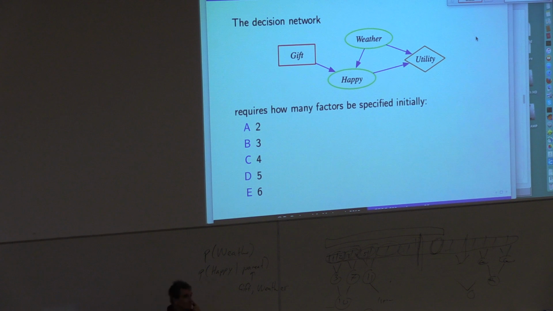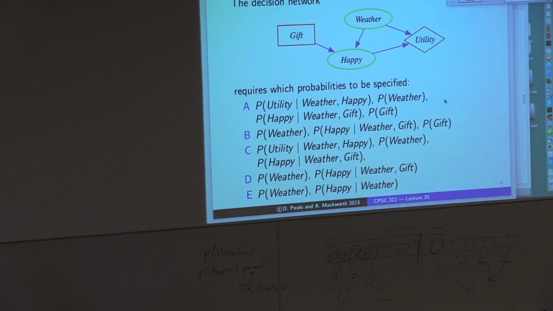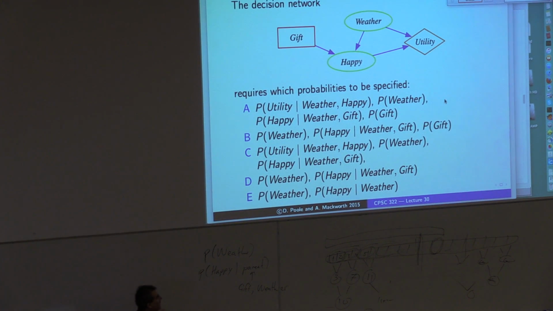I just had a quick question about utility. Is utility, when you think about it, essentially the expected outcome? In the last one, for each combination of weather and happy, it gives you the utility of it, how good it is. It's just a function of weather and happy in here.